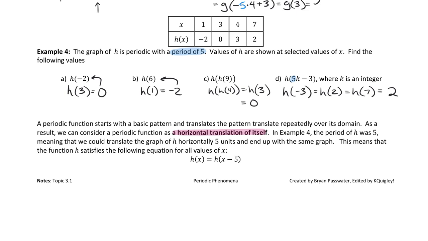So in example 4, the table, since the period of h was 5, we could translate the graph horizontally 5 units left or right and end up with the same graph, which means that the function h satisfies the following equations for all values of x. h of x is equal to the same output value when you shift it 5 units left or right, in this case to the right. So we're just repeating that shape over and over again, which means with one cycle's information, we know the information for the entire domain of the function, because it will just repeat at the length of your period.